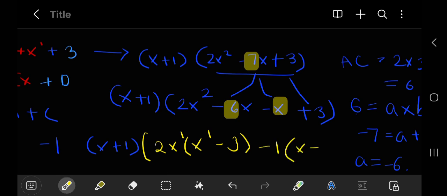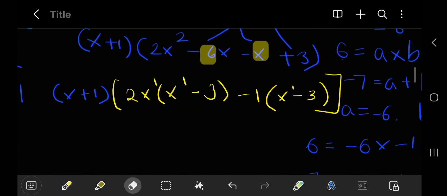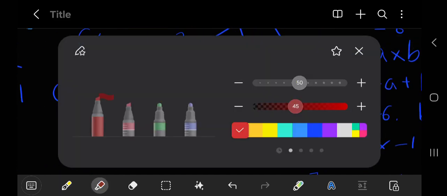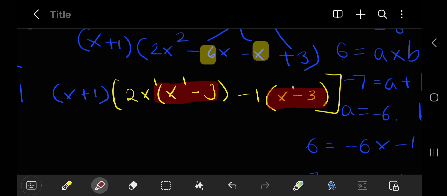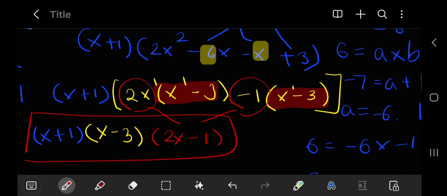And let me take −1 common, leaving me with x − 3 common again. I highlighted the part where I'm taking x − 3 common, leaving me with (x + 1)(x − 3)(2x − 1). I circled that. So this is my factorized form.